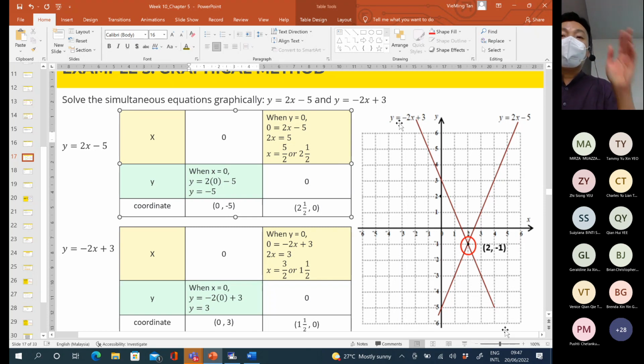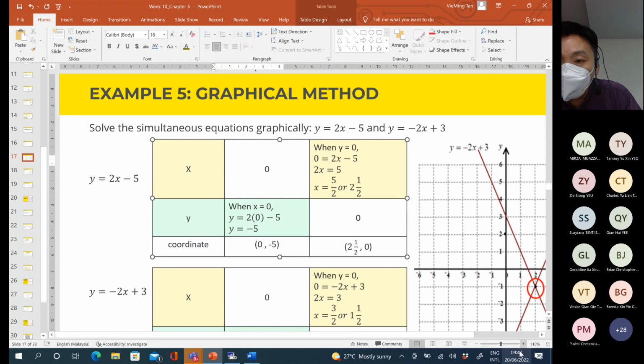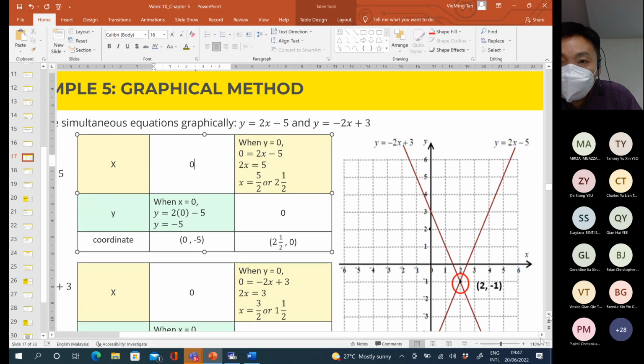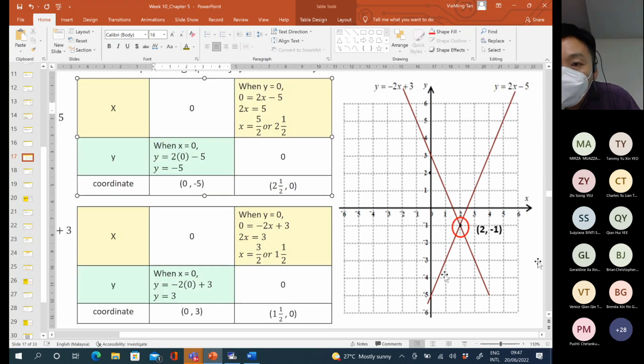Then lastly, we go to identify where is the intersection point between these 2 lines now. Intersection point between these 2 lines. Where is the point location? You may find that it's here, right? So what is the coordinate at the intersection point? Coordinate means the x and the y value at the intersection point. So the x value is equal to 2 positive.